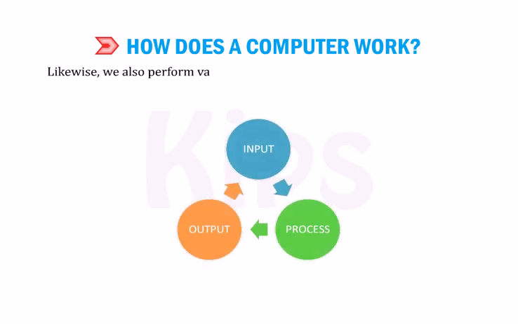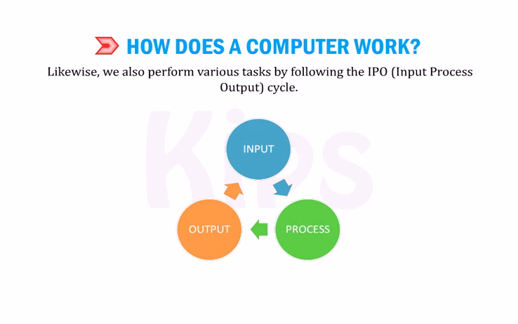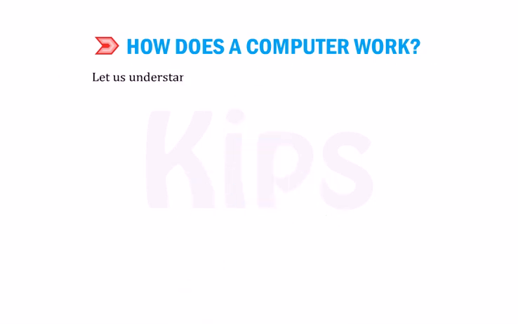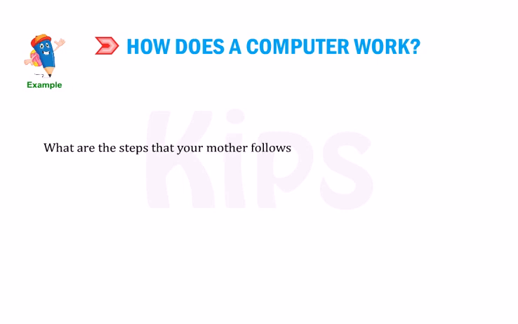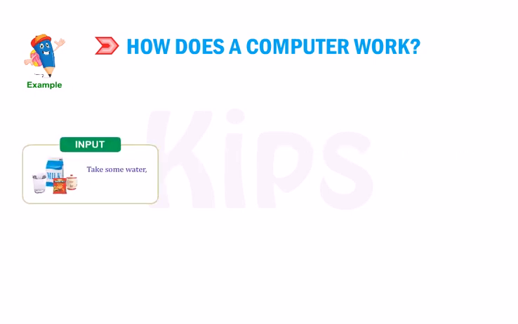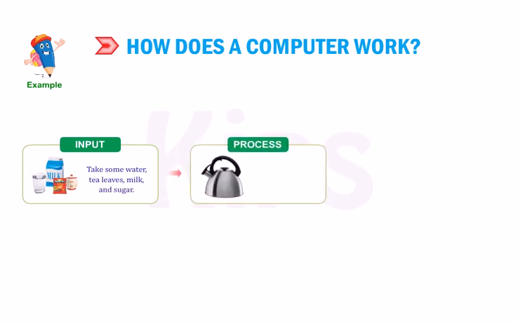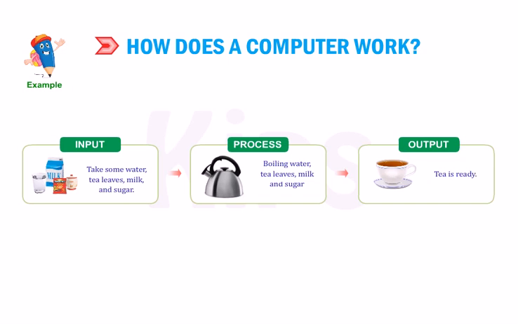Likewise, we also perform various tasks by following the IPO, input, process, output cycle. Let us understand it through some day-to-day life examples. What are the steps that your mother follows when she prepares a cup of tea? Look at the example given below. Take some water, tea leaves, milk and sugar. Boiling water, tea leaves, milk and sugar is processing. Tea is ready.